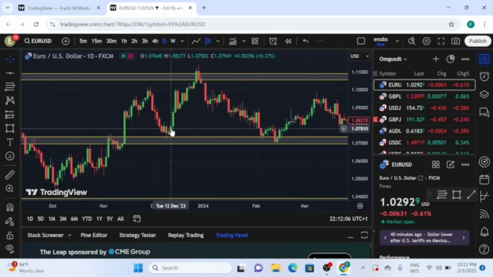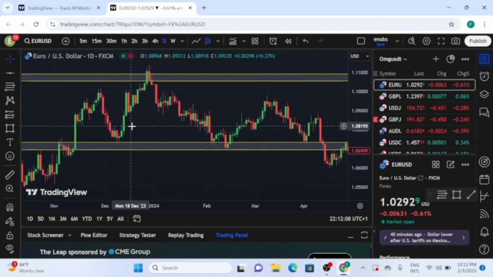So resistance can become support, support can become resistance. They can switch roles, and this happens a lot of time when trading. It happens a lot, so take note. Once a support line is broken, it can become resistance. And when a resistance line is broken, it can also become support.